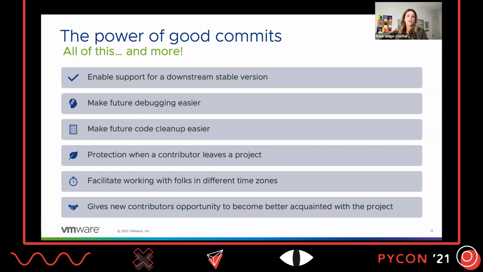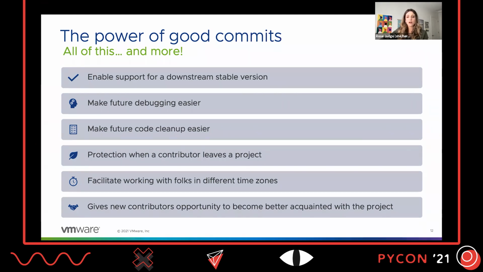More specifically, good commits enable support for a downstream stable version of the project. The kernel is a great example of this. Let's say you have a stable branch and you only want to pull certain features from it. If your code is broken up into small commits, it's much easier to do that. If you're working with larger commits, you're going to have to pull in a bunch of additional code that you'll then have to maintain.